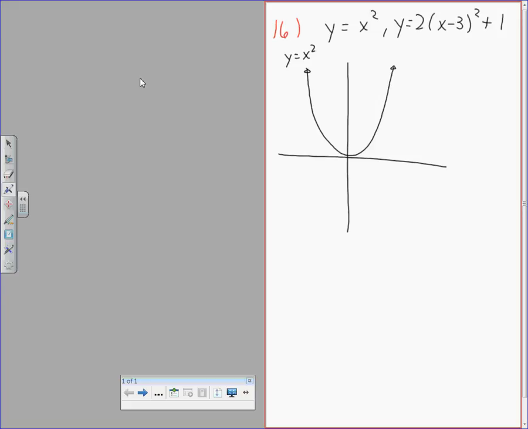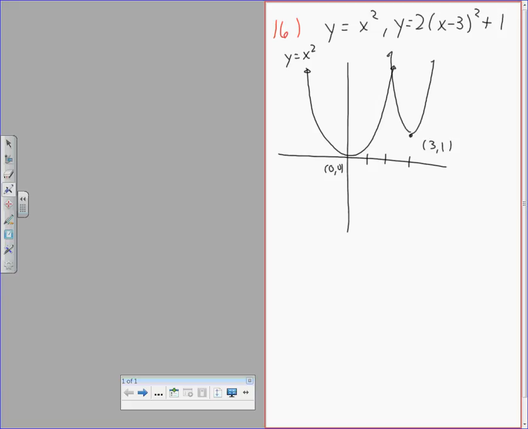So if I take a look at this, all that's going to happen is instead of starting at 0, 0, this is going to have 1, 2, 3, and then up 1. So my vertex is going to be 3, 1, and instead of being big like that, it's just going to be scrunched a little bit. Okay? Are we okay on the concept of that before I continue?